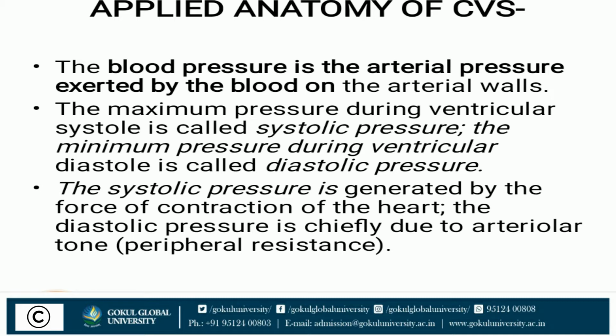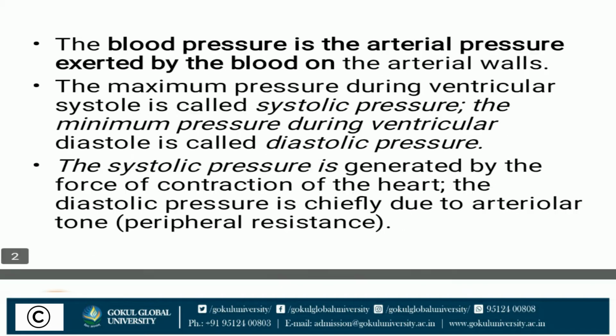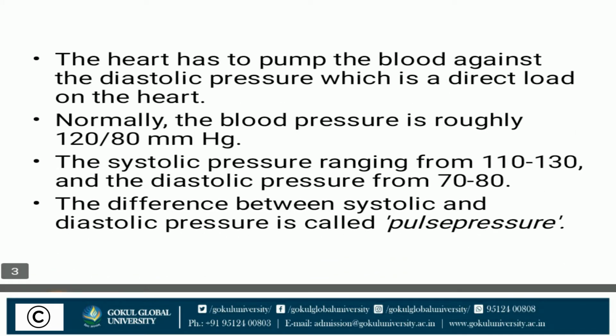Once again I am repeating. The maximum pressure during ventricular systole is called systolic pressure. The minimum pressure during ventricular diastole is called diastolic pressure. The systolic pressure is generated by the force of contraction of the heart. The diastolic pressure is chiefly due to arteriolar tone. Now the heart has to pump the blood against the diastolic pressure, which is a direct load on the heart.